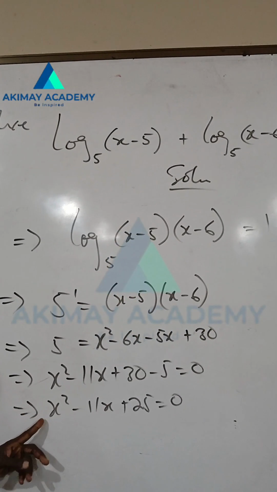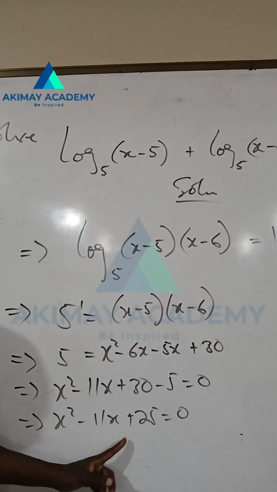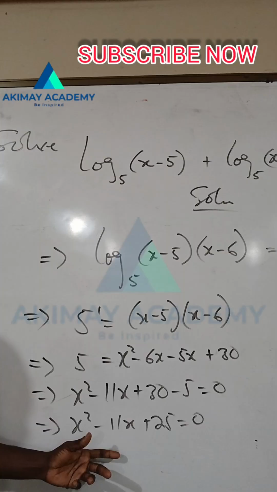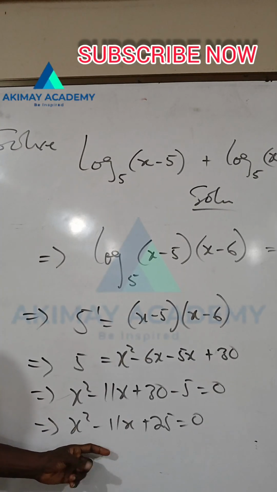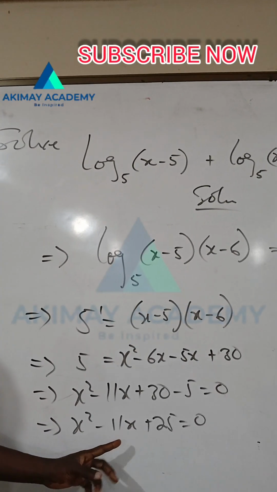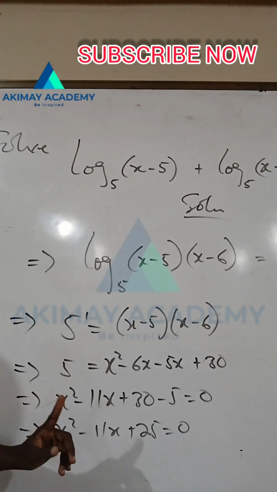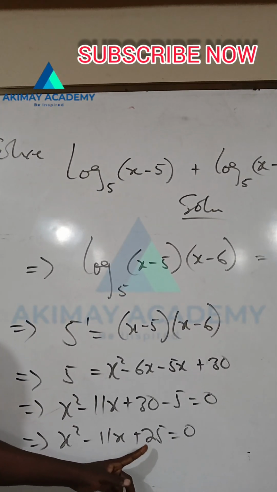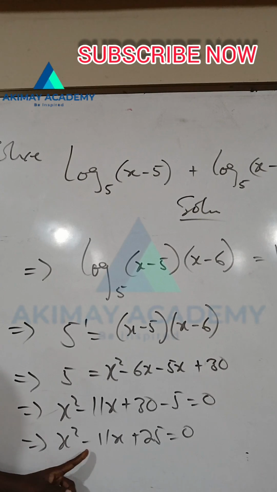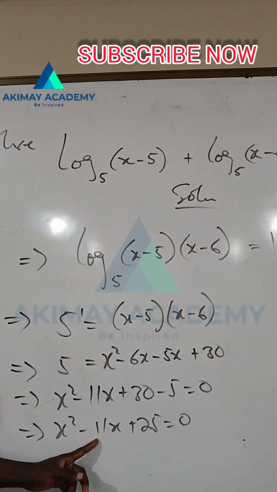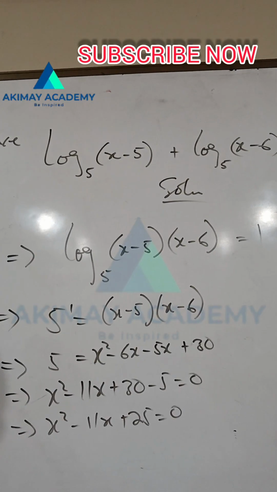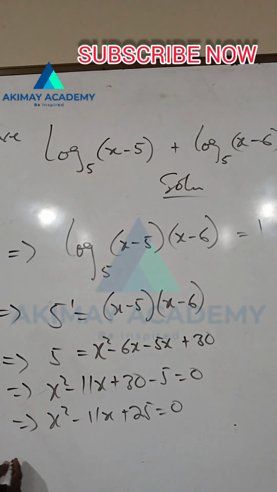So this is what we have: x squared minus 11x plus 25 equals 0. Here you can see that using factorization will be a problem. We need two numbers that multiply to give 25 and add to give negative 11. It will be a little bit of a problem. So let's use completion of squares.